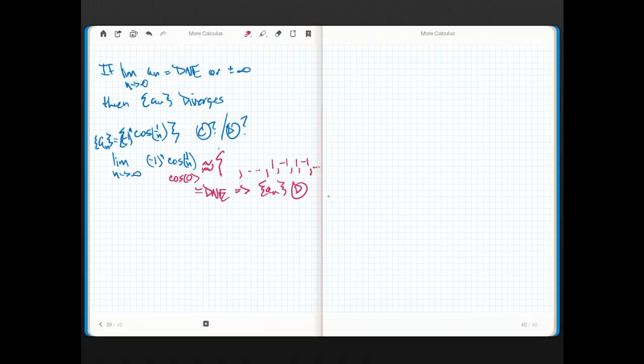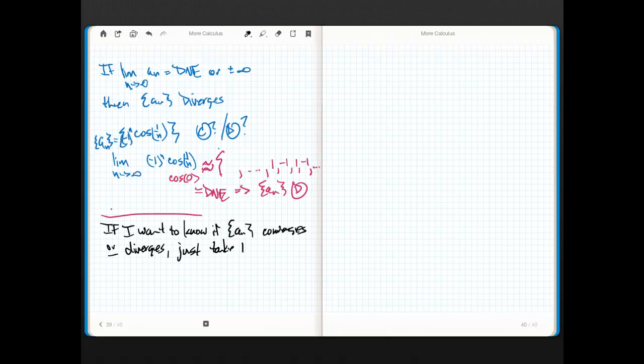So it's real simple. Take a limit. The moral of the story is, if I want to know if a sub n converges or diverges, just take the limit as n goes to infinity of a sub n. Now, watch this. I'm going to put a nice little ribbon on this whole thing.